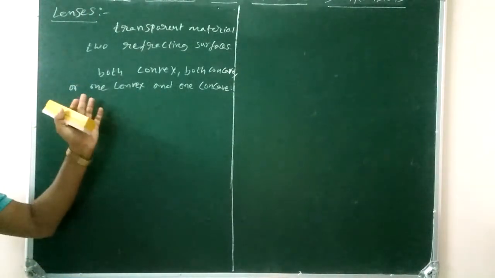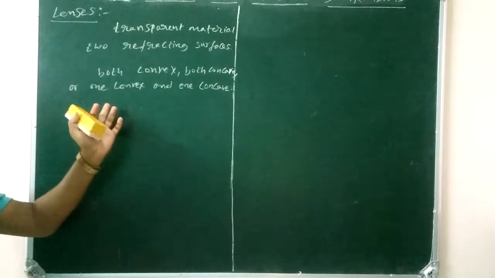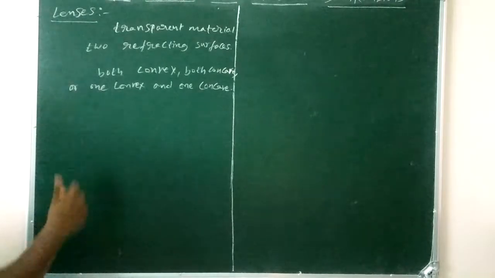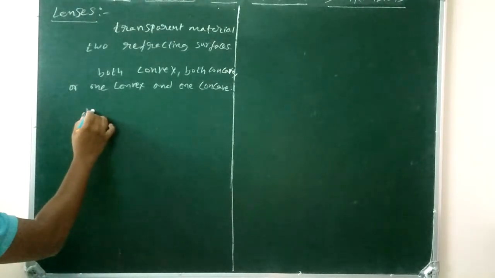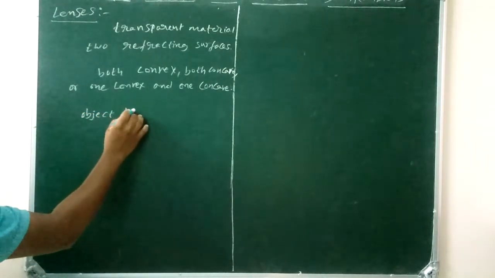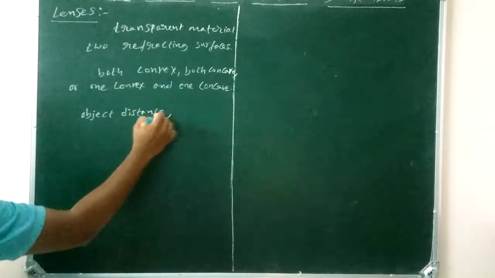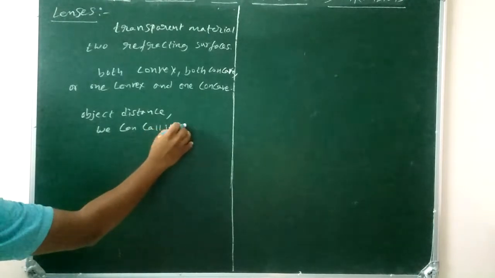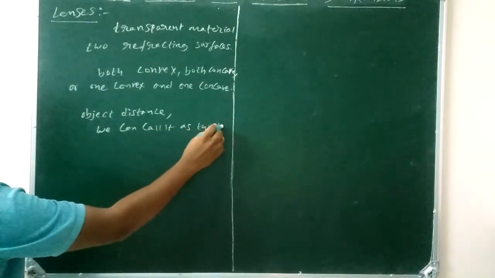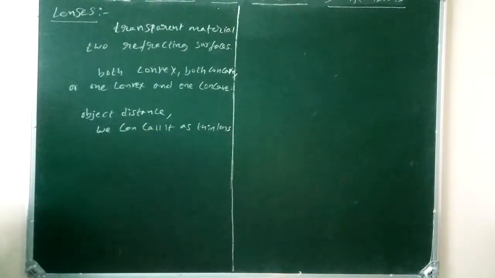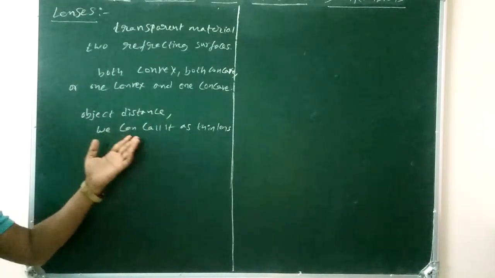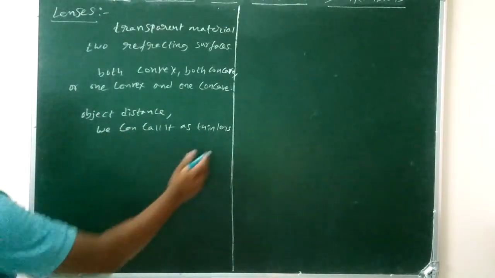When the thickness of the lens is small compared to other dimensions like object distance and image distance, we can call it a thin lens.